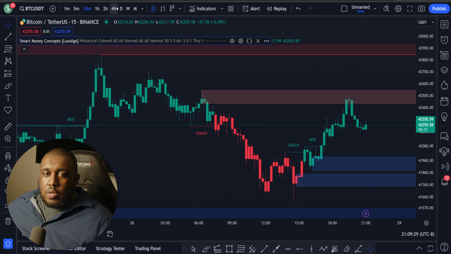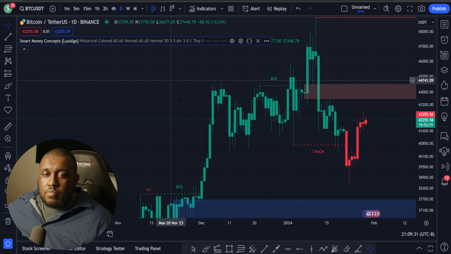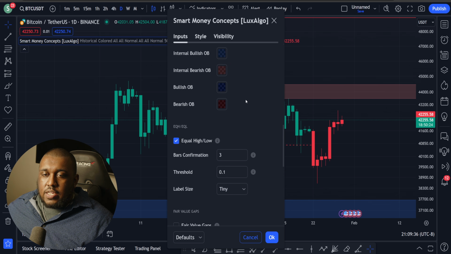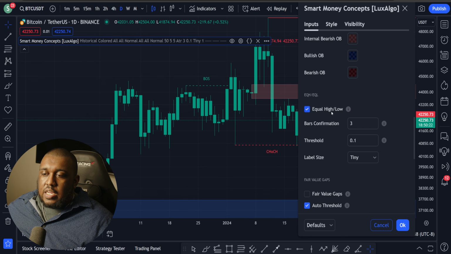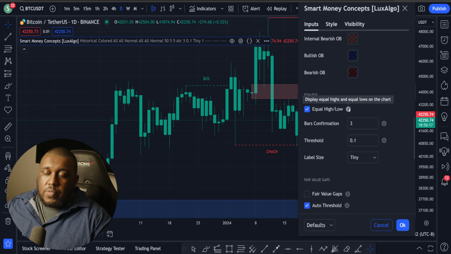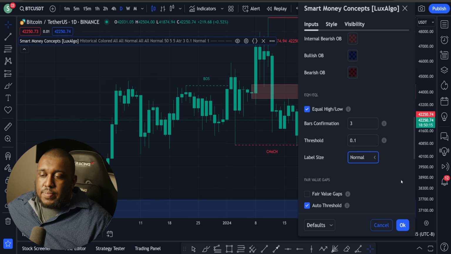Now, we're going to go back over here to a daily chart. Back over to settings. And we're going to scroll all the way down here to equal highs and lows. Displays equal highs and equal lows on the chart. We're of course going to change this label size to be normal.